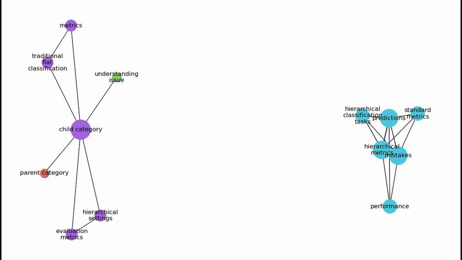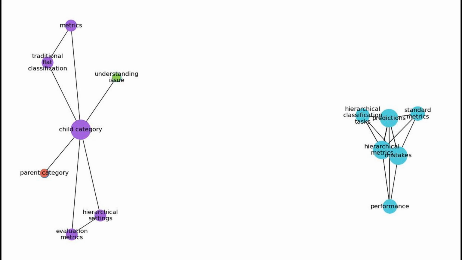Hierarchical metrics are designed to account for these relationships and the severity of mistakes. They help quantify mistakes by considering how far off a prediction is within the hierarchy, much like judging a performance based on how close a runner is to the finish line, rather than just whether they finished or not.